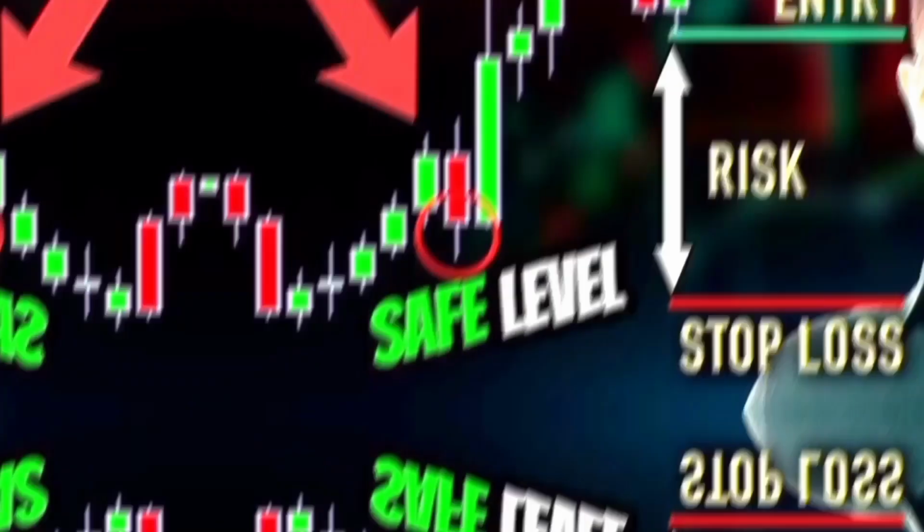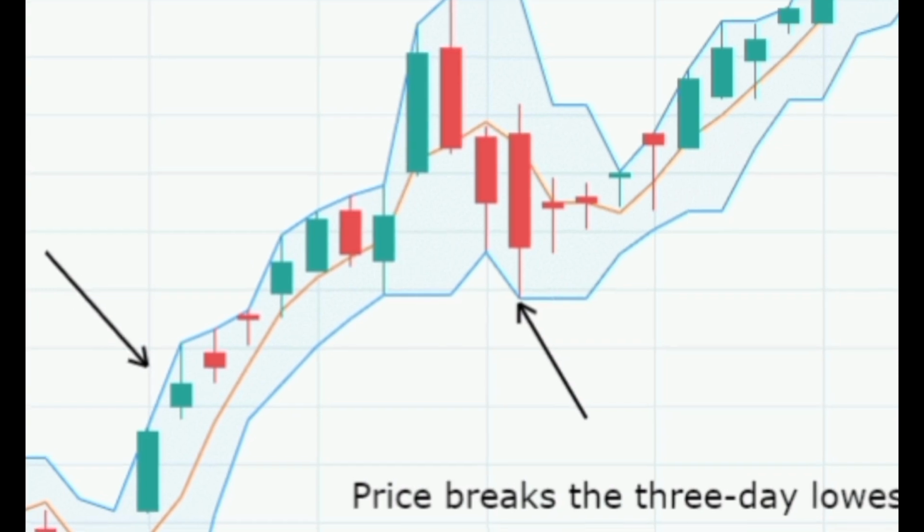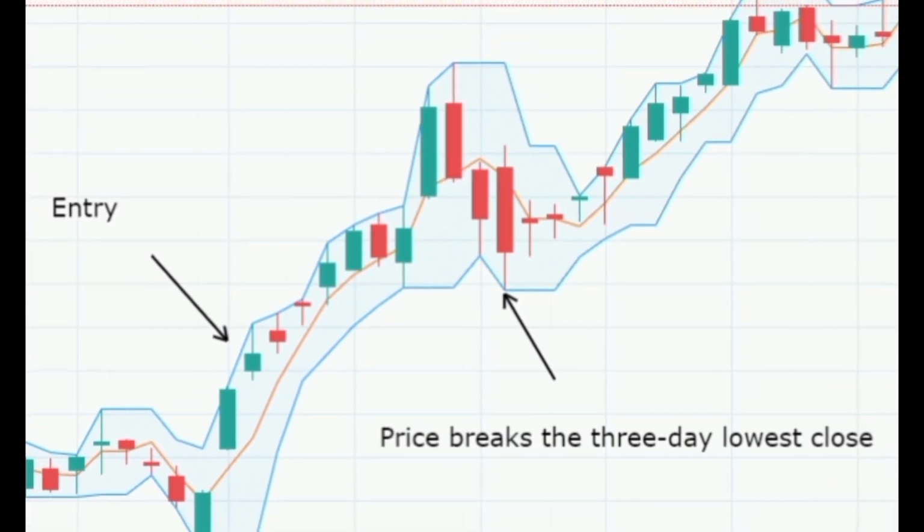Rule 3. Set tight stop losses. Even the strongest streaks can reverse, so it's crucial to set a stop loss just below the previous low for bullish streaks, or above the high for bearish streaks.